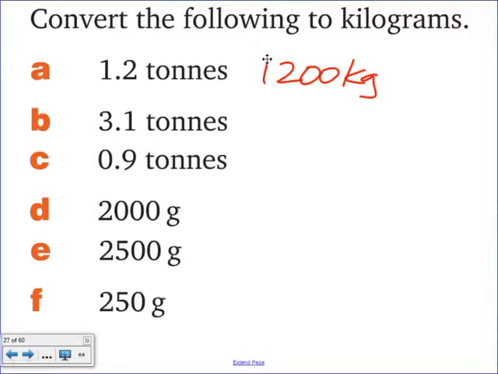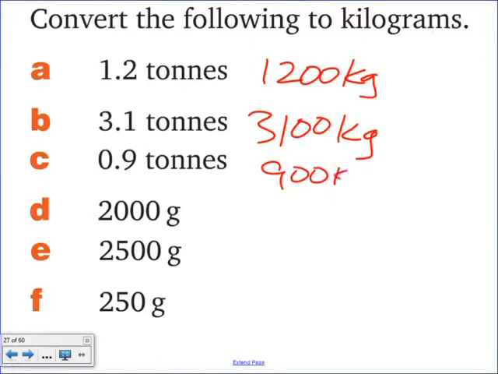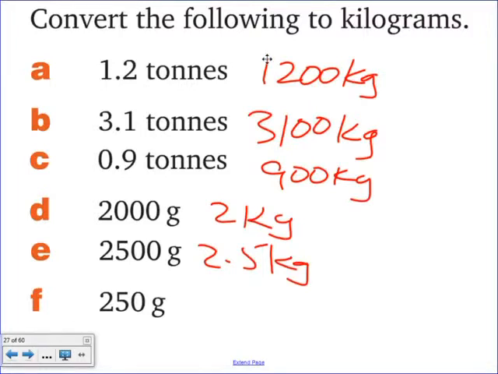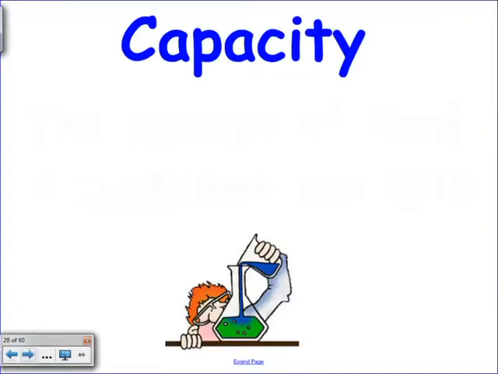3.1 tons, centre backs. 3,100. 0.9 of a ton, front and centres. 900 kilograms. 2,000 grams, lefties. 2 kilograms, good. Righties. 2,500 grams. 2.5 kilograms. Centre backs. 0.25 of a kilogram. Good. No problems there with converting weights.